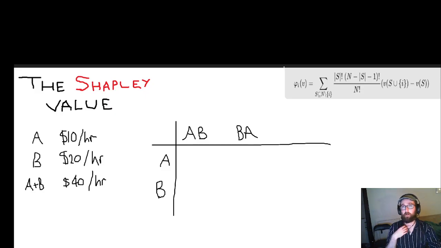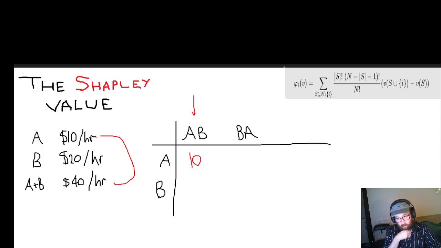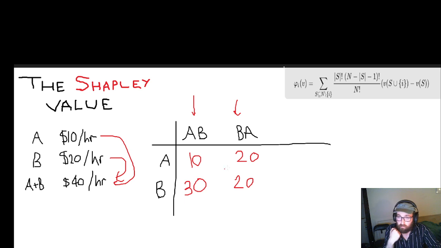So in this scenario, we have person A in the business. They're making $10 an hour. And then when person B arrives, the business goes from $10 an hour to $40 an hour. So the person B is adding $30 of value. Now if we do it the other direction, we start with person B, who's making $20 an hour. And then person A joins, the business goes from 20 to 40. So person A is adding 20 of value. Now what the Shapley value says we should do is add these sums together.